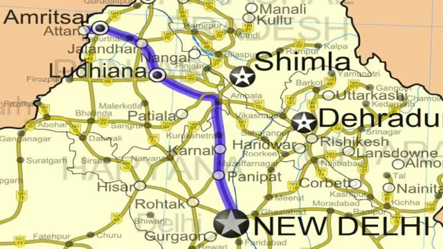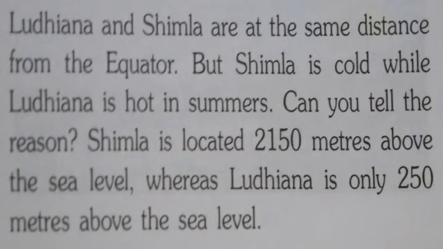Shimla is located 2150 meters above the sea level, whereas Ludhiana is only 250 meters above the sea level. Because Shimla has more height above the sea level than Ludhiana, that's why Shimla is cooler than Ludhiana.